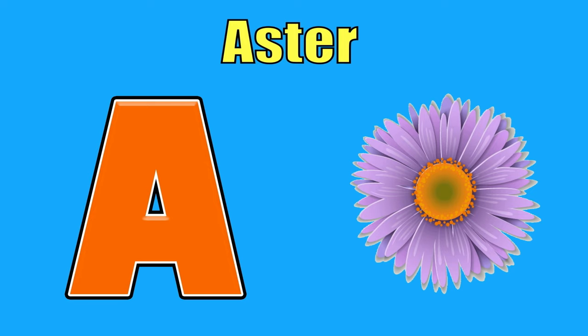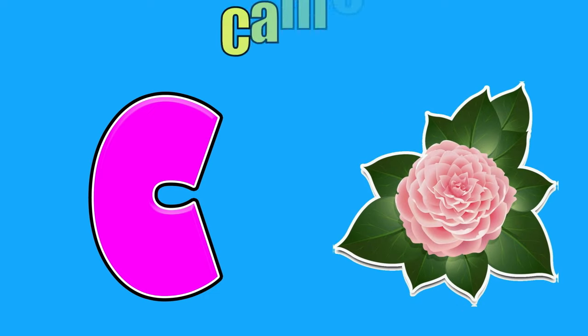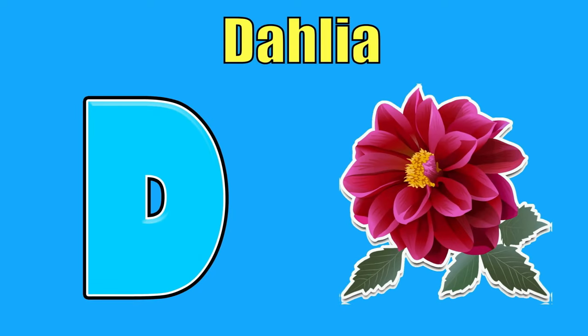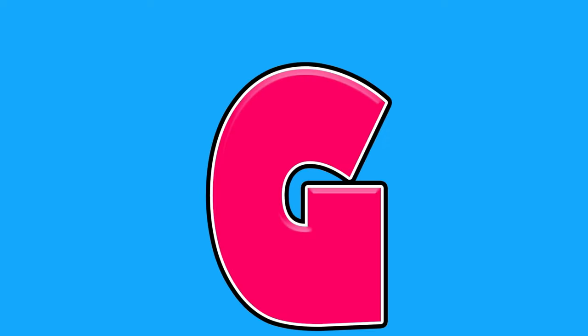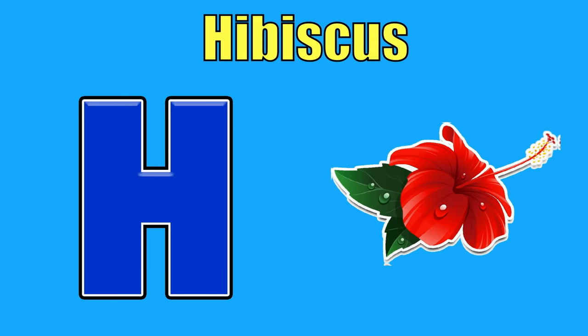A. A for Esther. B, B black rose. C, C camellia. D, D dahlia. E, E evening primrose. F, freesia. G, gardenia. H, hibiscus. I, iris.